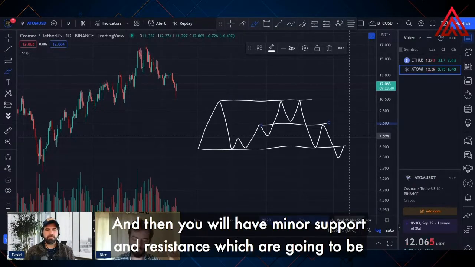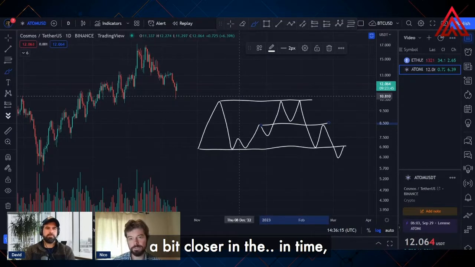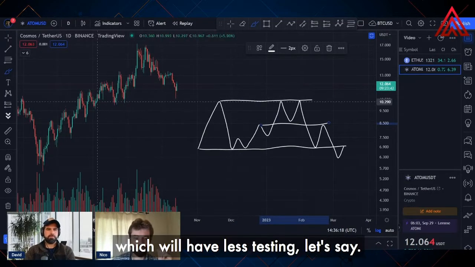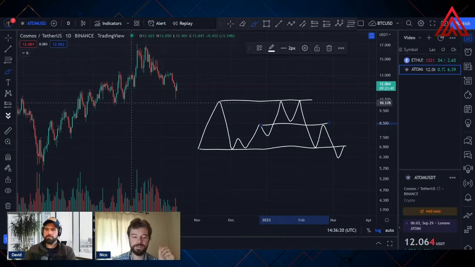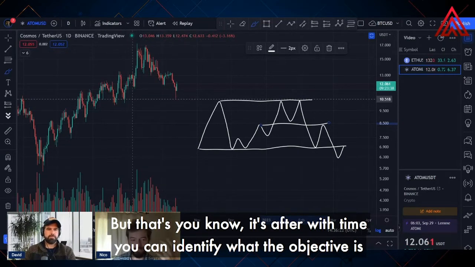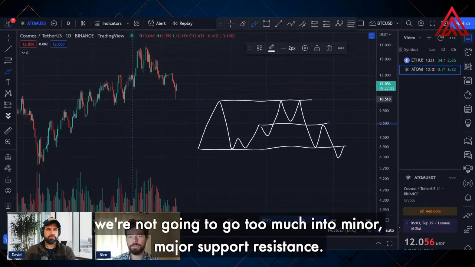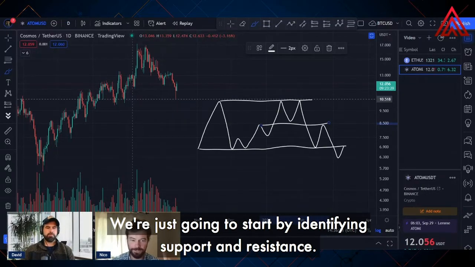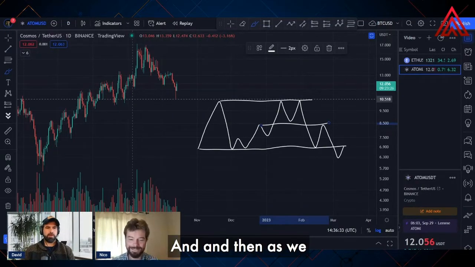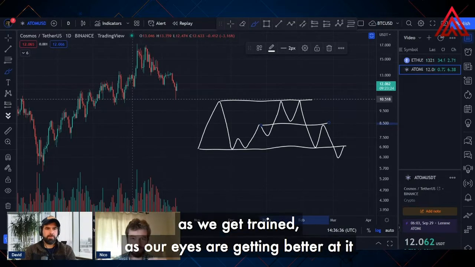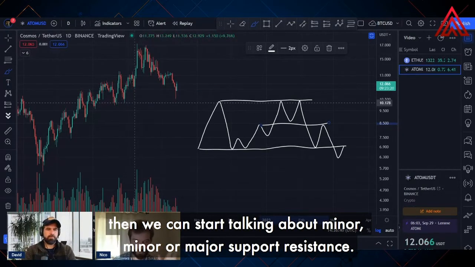And then you will have minor support and resistance, which are going to be a bit closer in time, and which will have less testing, let's say. With time, you can identify that. The objective here is that we're not going to go too much into minor and major support and resistance. We're just going to start by identifying support and resistance. And then as we get trained, as our eye is getting better at it, then we can start talking about minor and major support and resistance.